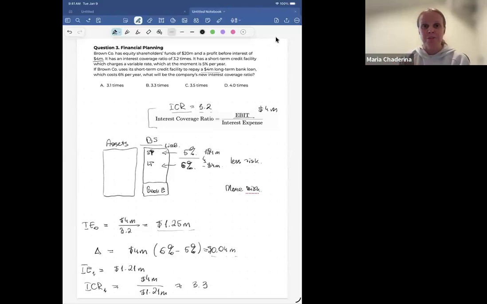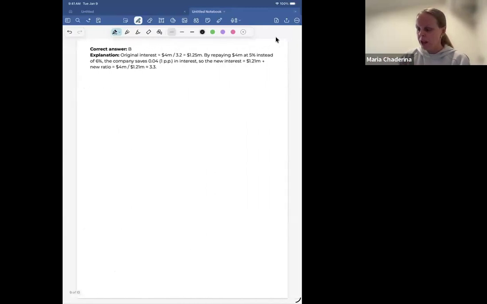So that risk will be factored into the pricing of the debt instruments of this company if they were to seek financing. So once again, on paper, the interest coverage ratio improves and makes the company look better, but that does not always mean that the company is actually more creditworthy. Anyways, the correct answer is 3.3, and that exactly matches up with the solutions provided.